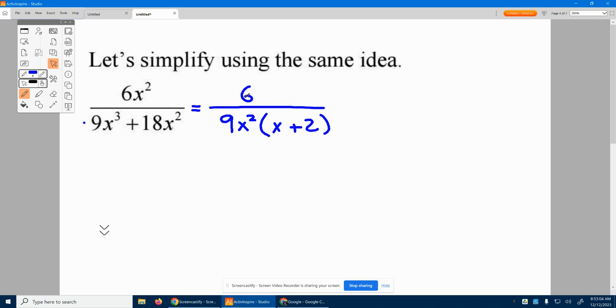Up top, I have a 6x squared. Now, this is a 9x squared times this. Our 6 and 9, that would become a 2, and a 3. X squared and x squared are going to go away. You're simply left with a 2 up top, a 3 times the x plus 2 in the bottom.